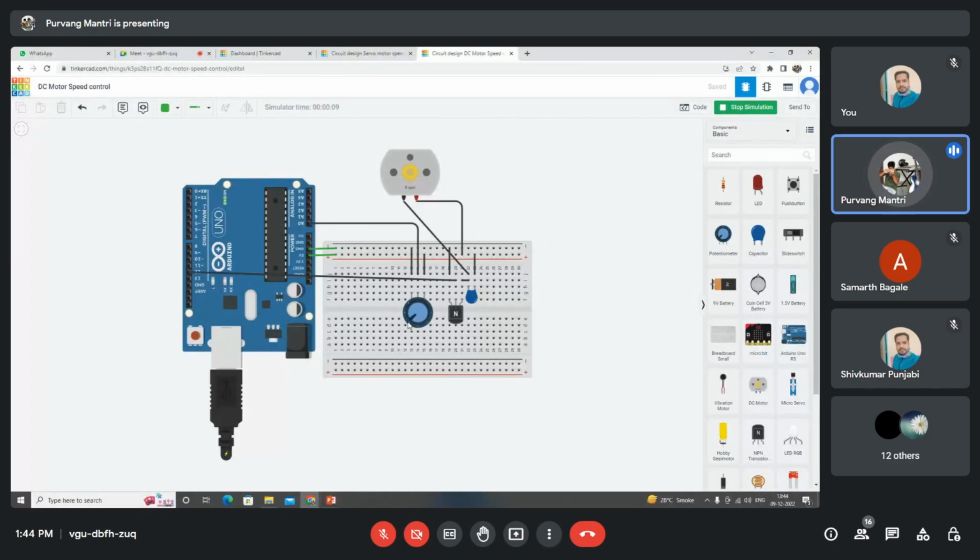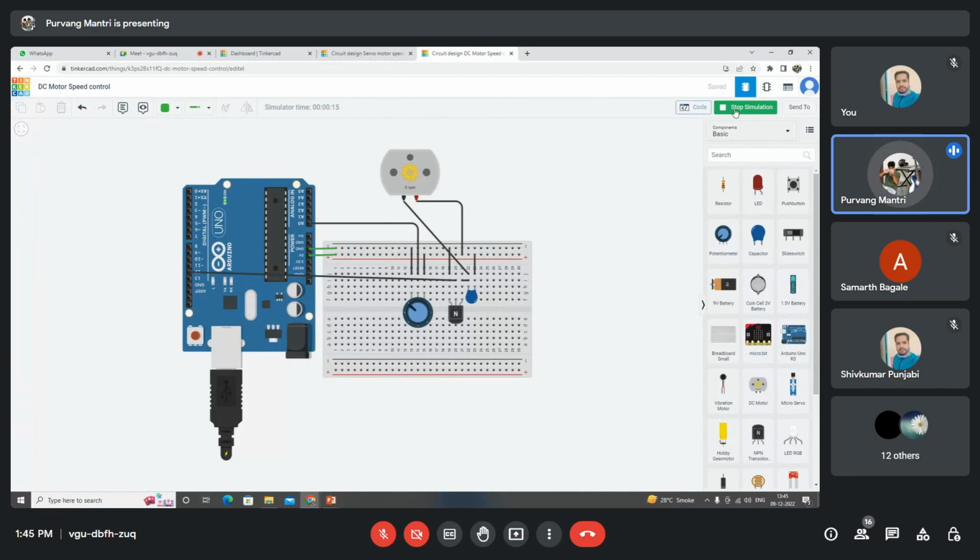But I hope you are understanding how a potentiometer can be used to control a DC motor as well. So this is, in a simple way, an example of your traction motor, or even your fan, your ceiling fan or your wall mounted fan.